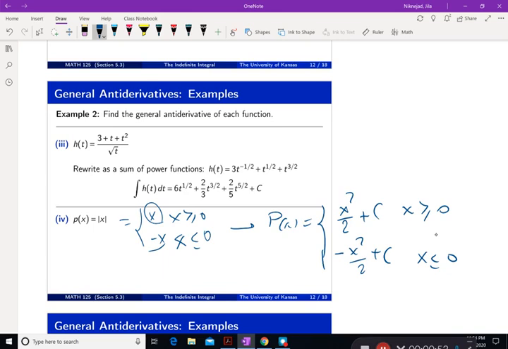And so one thing is that you may want to assume that capital P of x is continuous. Otherwise, these two c's can be different values. And so, assuming that lowercase p of x is the derivative of capital P of x, we can say the capital P of x is continuous. And so that would be the antiderivative.